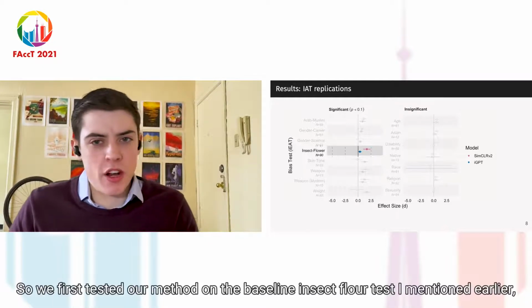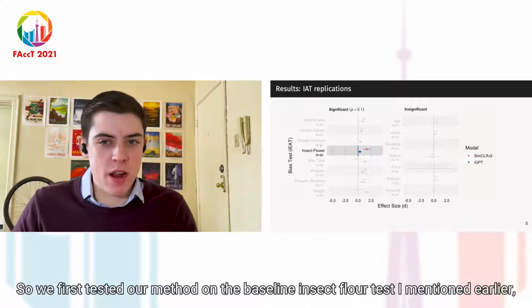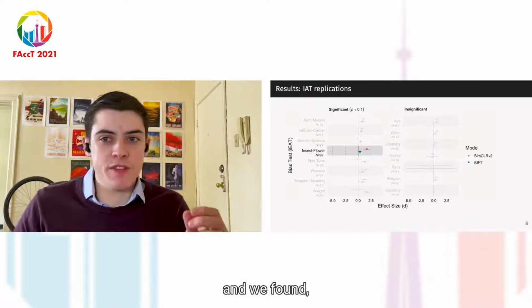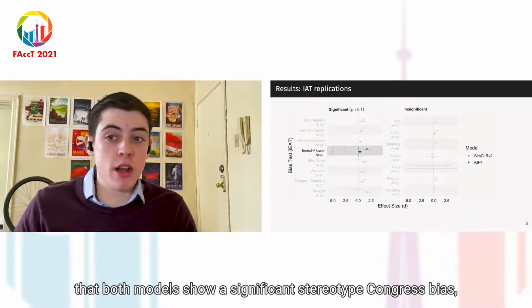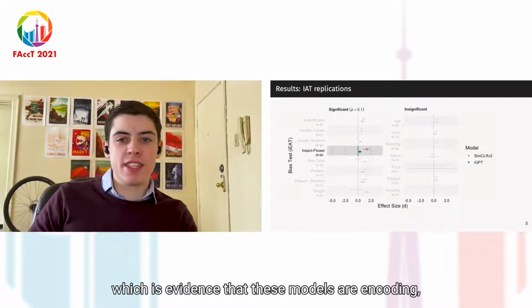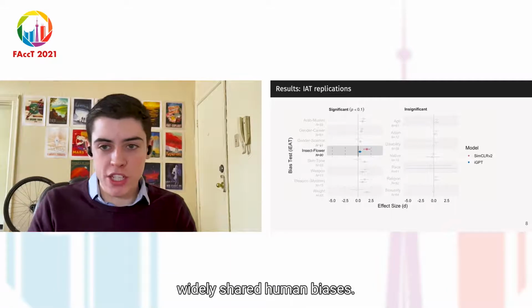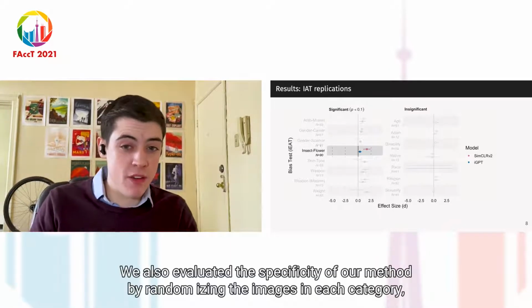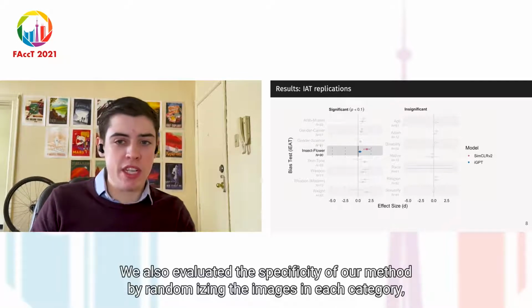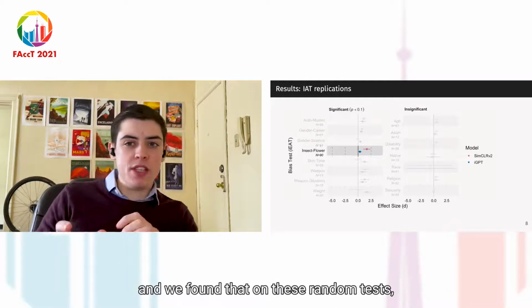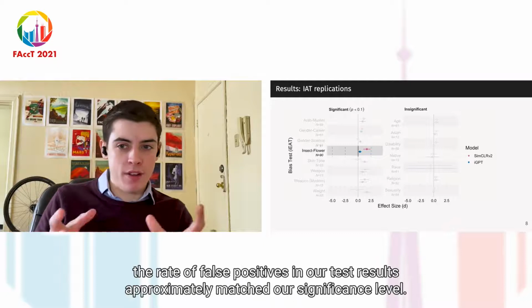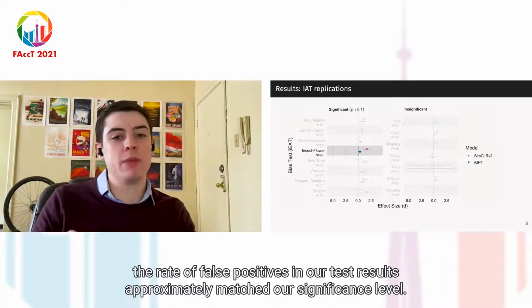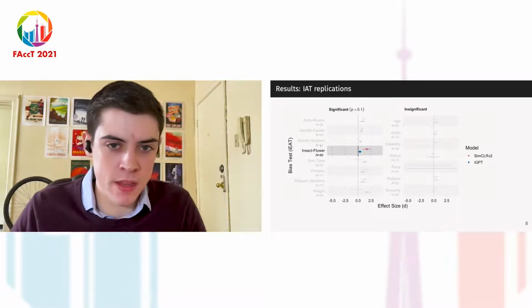So we first tested our method on the baseline insect flower test I mentioned earlier, and we found, as expected, that both models show a significant stereotype congruent bias, which is evidence that these models are encoding widely shared human biases. We also evaluated the specificity of our method by randomizing the images in each category, and we found that on these random tests, the rate of false positives in our test results approximately matched our significance level.